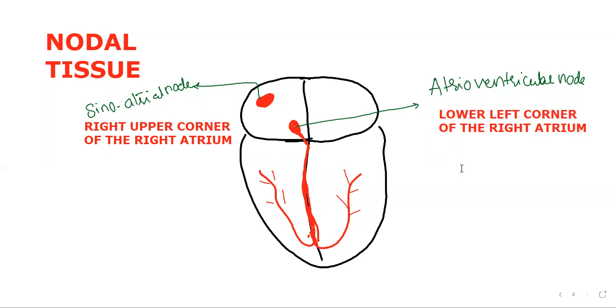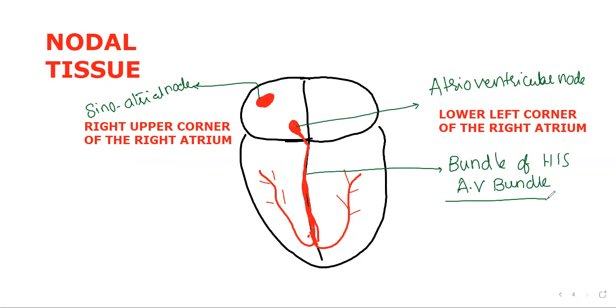Okay, next. What next? The AV bundle, atrioventricular bundle, or bundle of His, as we say. This is the AV bundle. We can say it in the name of a particular bundle, atrioventricular bundle. Where is the atrioventricular bundle?